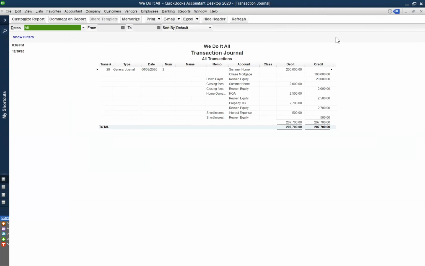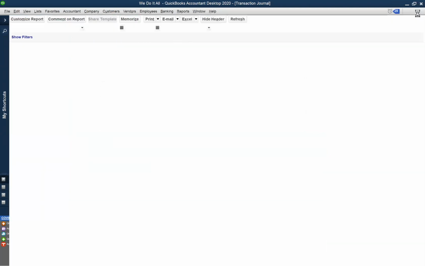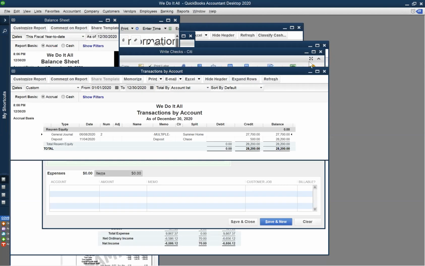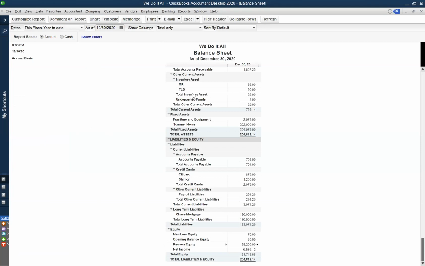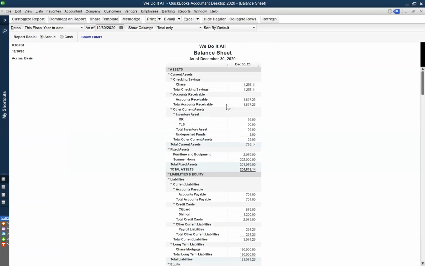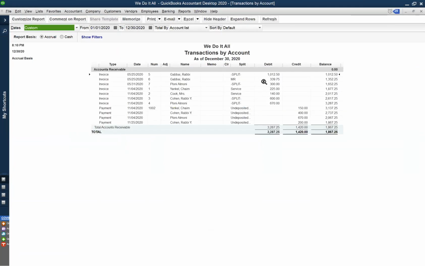Now, we said over here that Reuven is going to get $1,000 from Ploni Almoni to pay off his outstanding bills, as well as a retainer for a variety of services to be discussed. What does that mean? So let's close out. We have our balance sheet, we have our accounts receivable. We have 1,867 open.